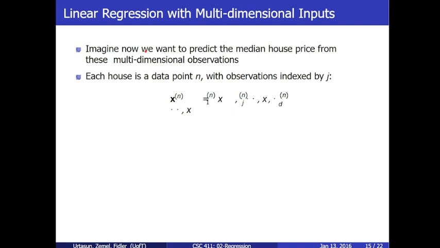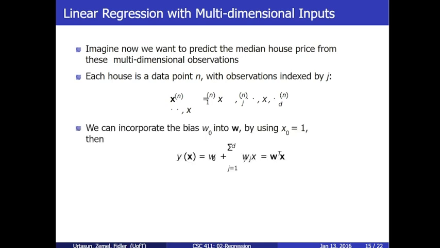Each house is data point n with observations indexed by j. So in the form below you can see xn equals 1 and x plus, and then it keeps going basically in the list for n number of data points. We can incorporate bias W0 into W by using x0 equals 1. And so by converting the first formula to the second formula, you're just accounting for any bias in the model.